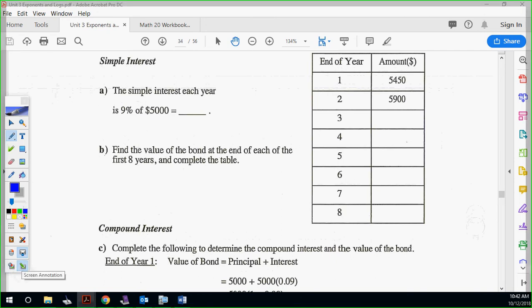So with simple interest, 9% of 5,000 is 450. And what this means is that every year you're just going to make $450. Simply, that's all you're going to do. So first year, you made 450 from 5,000. Second year, you're up to 900. Third year, you're up to 6,350, 6,800, 7,250, 7,700, 8,150, and then 8,600 is your simple interest gain over 8 years.